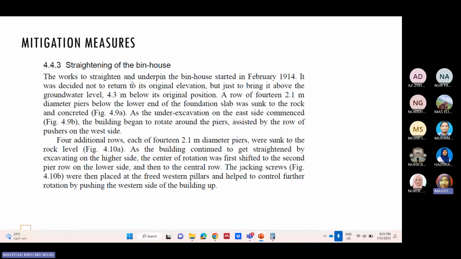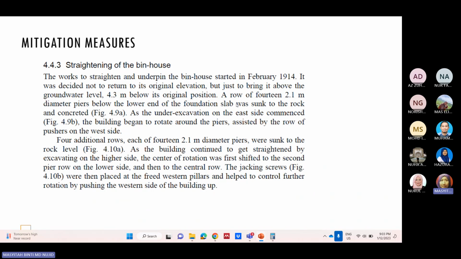So strengthening of the bean house. The works to strengthen and underpin the bean house started in February 1994. It was decided not to return to the original elevation but just to bring it above the groundwater level. So it explains here how they did the strengthening of the bean house.